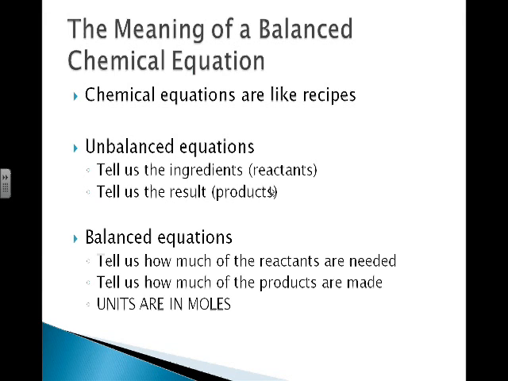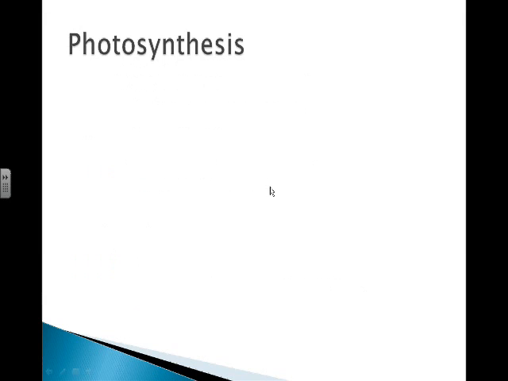Okay, once we have balanced the equations, then we know exactly how much of the reactants are needed, and it tells us how much of the products are made. Okay, and those coefficient numbers refer to moles. Okay, the units for a balanced chemical reaction equation are moles.